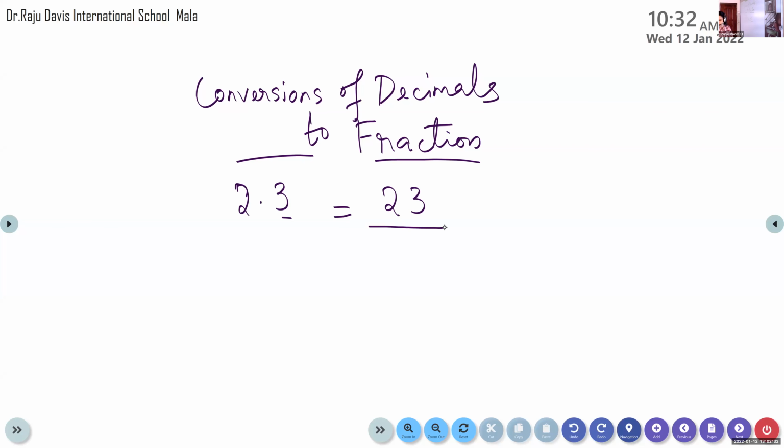After that, what do we have to do? Count the number of decimal places. Here, how many digits are there after the decimal point? Only one place. So children, in the denominator, after the 1, you have to place only one 0. The number of zeros will be equal to the number of decimal places. So here we have only one 0.